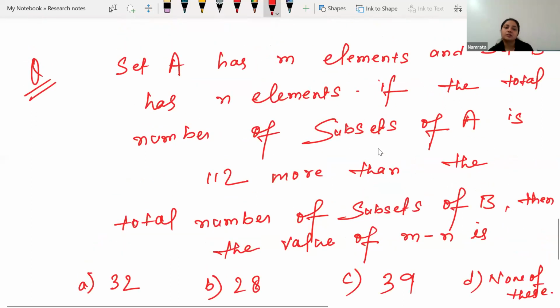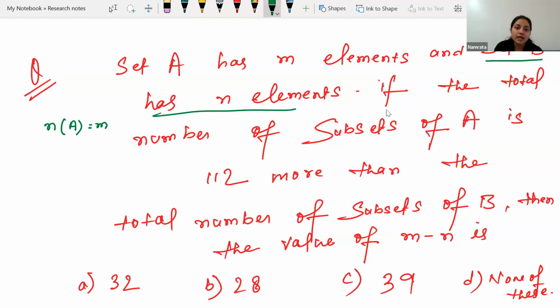Okay, let's see how we can do it. Here we have a set A. How many elements are there? The number of elements in set A is M. And set B has N elements, so the number of elements in set B is N. If the total number of subsets of A is 112 more than the total number of subsets of B, that means here the difference is given as 112.